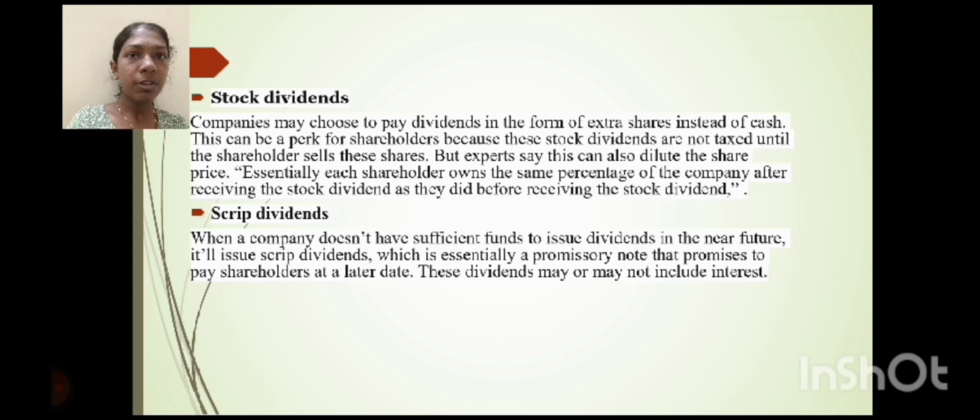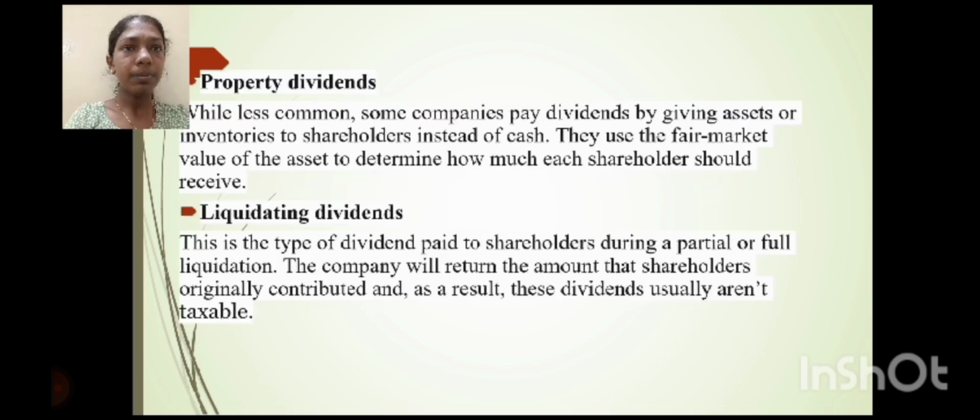Scrip dividend. When a company does not have sufficient funds to issue dividends in the near future, it will issue a scrip dividend, which is essentially a promissory note that promises to pay shareholders at a later date, and these dividends may or may not include interest.